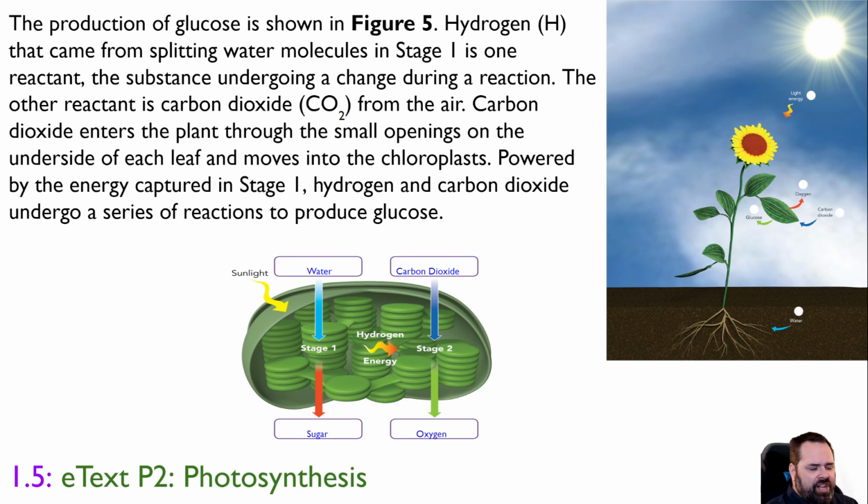Powered by the energy captured in stage 1, the hydrogen and the carbon dioxide undergo a series of reactions that produce glucose. Now remember, I apologize, I put this in the wrong spot. The sugar should be over here on stage 2, and the oxygen should be on stage 1. My apologies for mislabeling that.